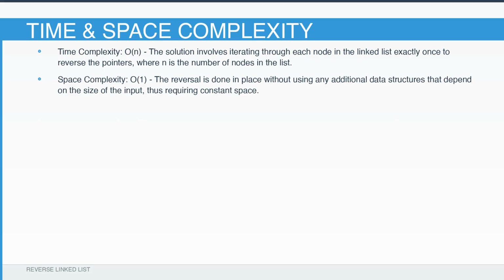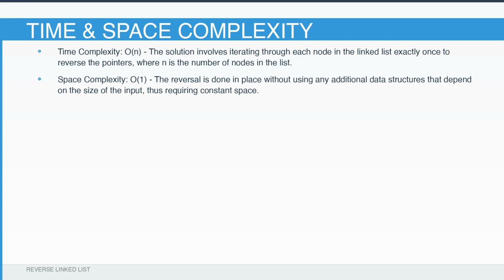The time complexity for reversing a linked list is O(n). This means that if you have n nodes in your list, you will need to visit each one exactly once to reverse the pointers. Think of it like flipping through the pages of a book. You have to go through each page to see the entire story, which is what we do here with each node. Now, let's look at the space complexity, which is O(1).